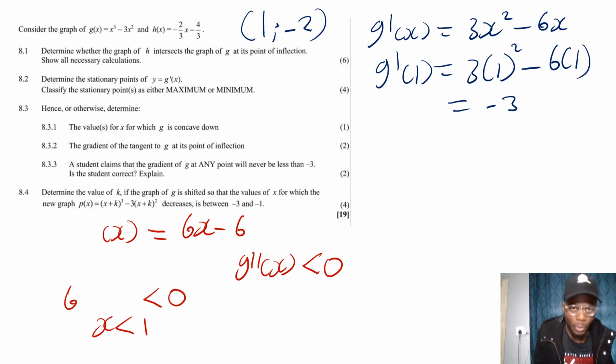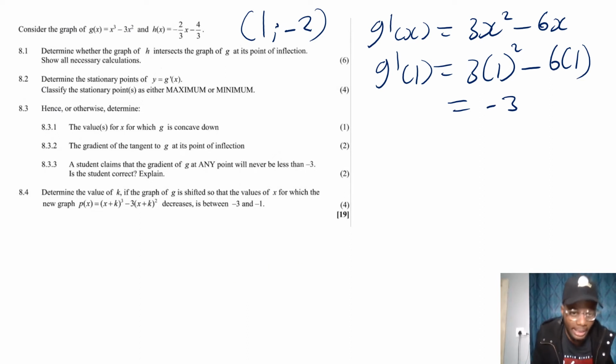Then let's go to 8.3.3. They say a student claims that the gradient of g at any point will never be less than -3. If this student claims that the gradient will not be less than -3, it means something that cannot be less than, or okay, if we say the gradient cannot be less than -3.